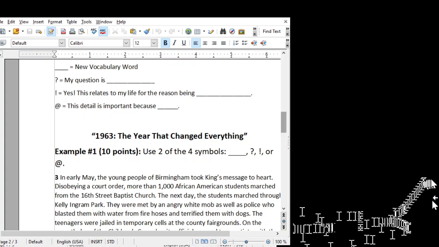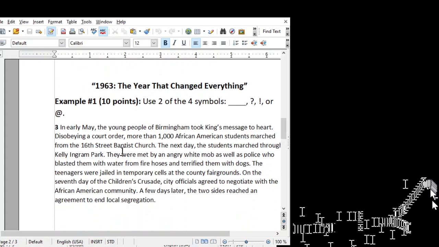So if I wanted to, let's say, for instance, this first sentence right here: In early May, the young people of Birmingham took King's message to heart. I don't want that sentence. Disobeying a court order, more than 1,000 African American students marched from the 16th Street Baptist Church. So let's say this sentence right here. It's just something about this sentence. I just think that this sentence is important. Okay?